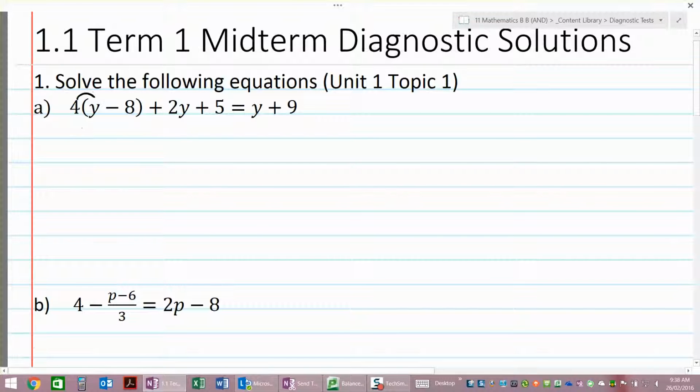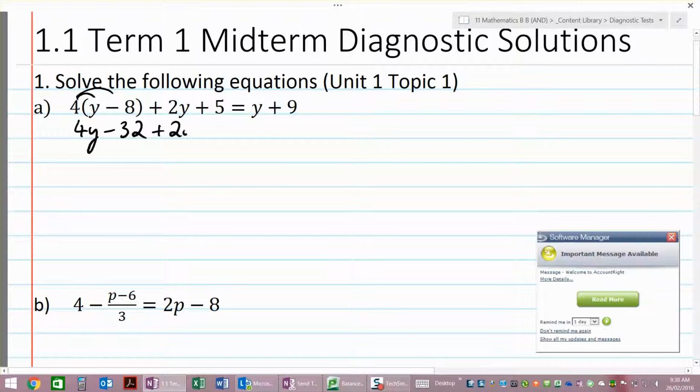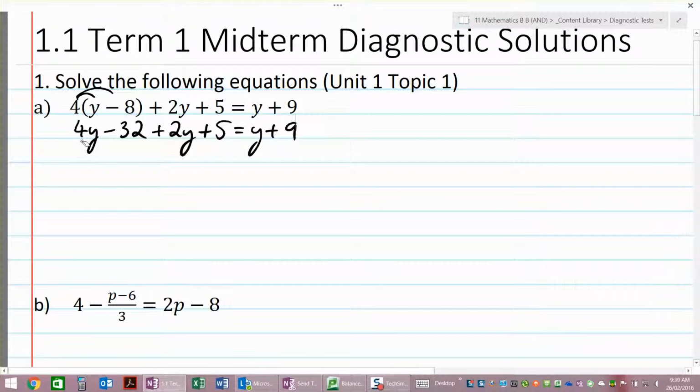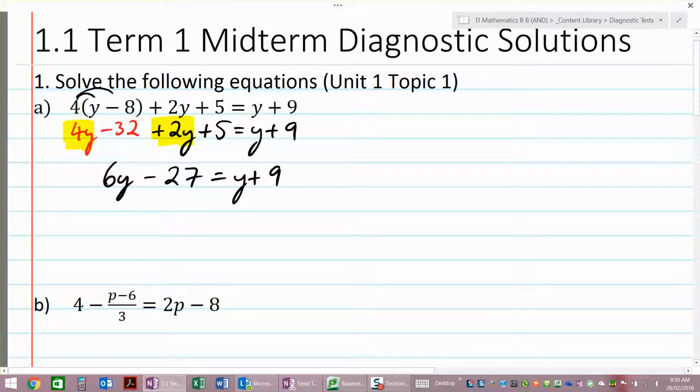solve. Okay, so I'll expand these, 4y minus 32, and write the rest as is. Actually, I'll write this new stuff in red so we can see what's happened, which shows a quicker way to change colors. Anyway, from here, I'm just going to collect like terms. So I've got 4y and plus 2y, so I'll be able to collect those as 6y. And then look at the numbers left over. I've got minus 32 and plus 5 will give me minus 27. That was a common mistake, that addition of negatives.